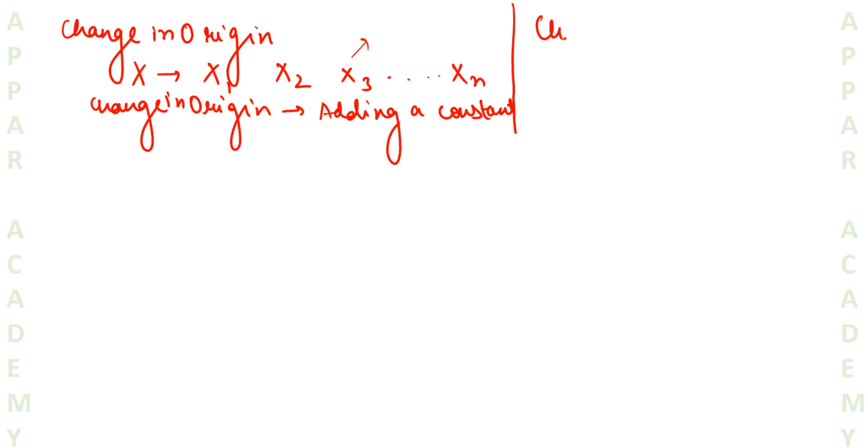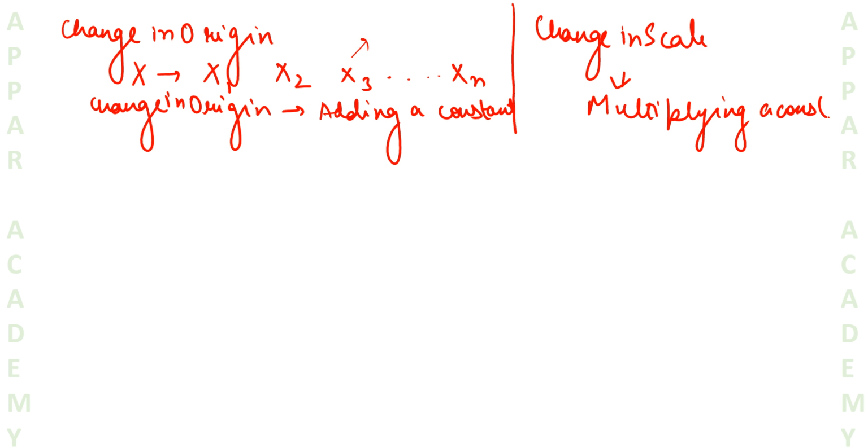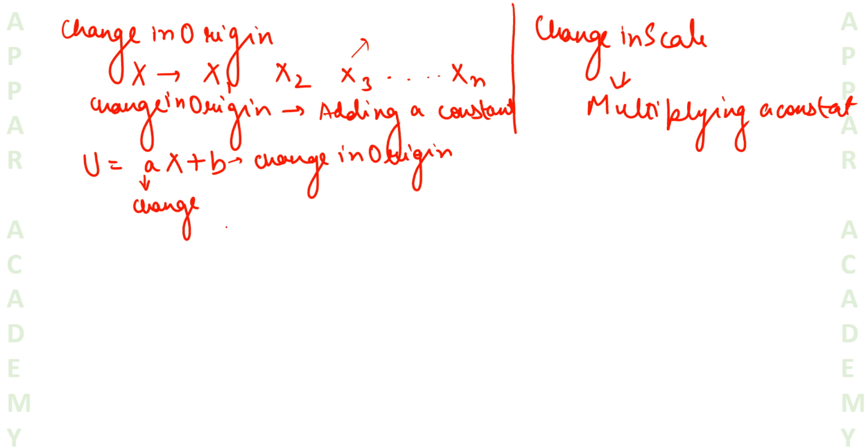And when we say change in scale, we simply mean we are multiplying a constant with the variable. So, let's define a new variable u which is equal to ax plus b. This b represents change in origin because we are simply adding a constant to it. And this a represents change in scale because we are multiplying each observation of the variable with a particular constant. So this is change in scale.